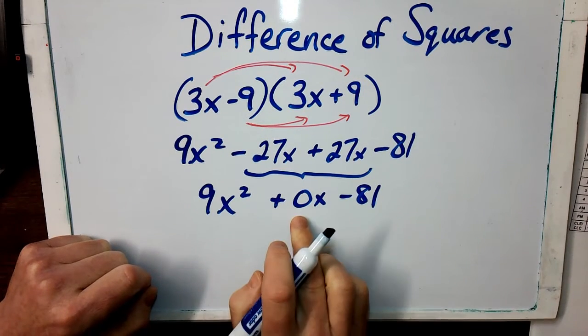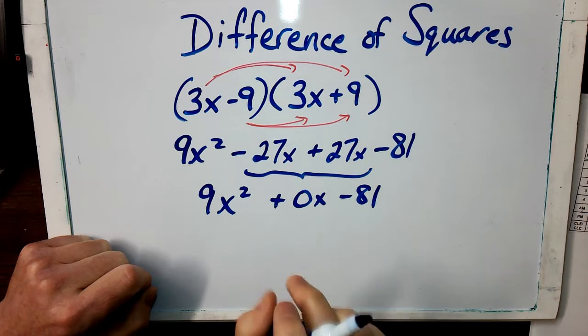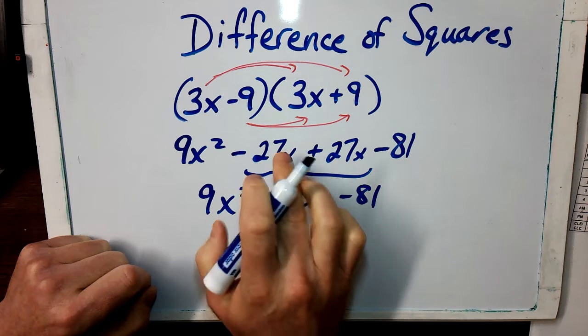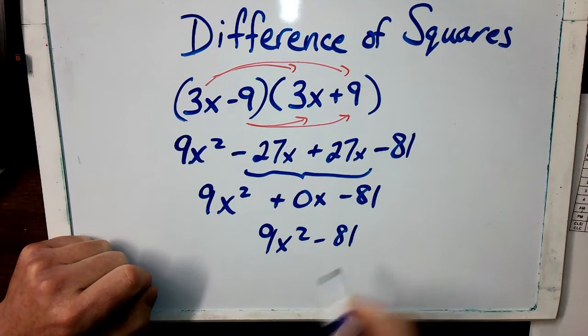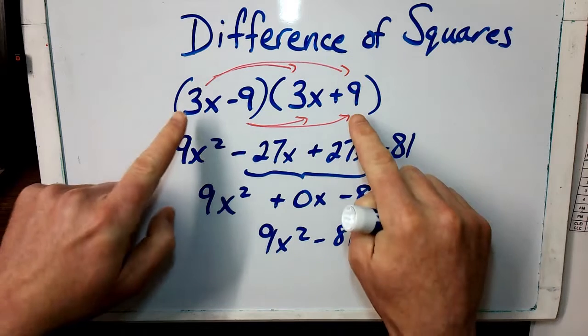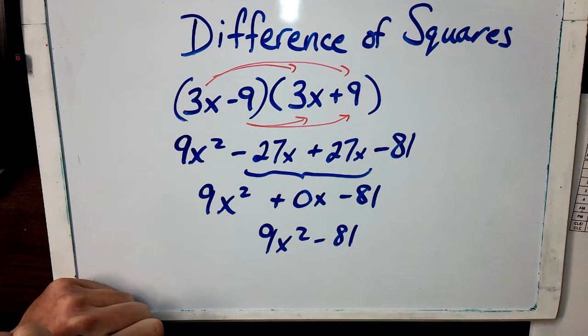And what we see is the middle terms disappear. That's the nice thing about the difference of squares. The two middle terms cancel, and we finish with a binomial. It's the only time we finish. We start with two binomials and finish with a binomial.